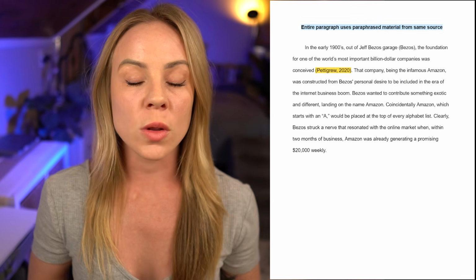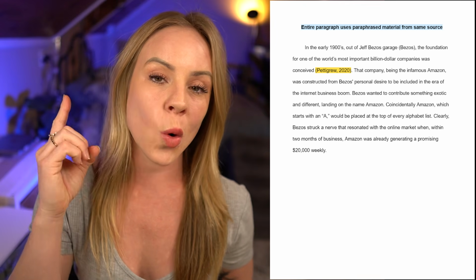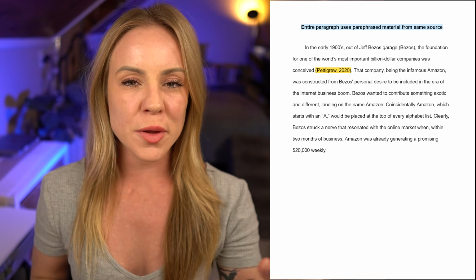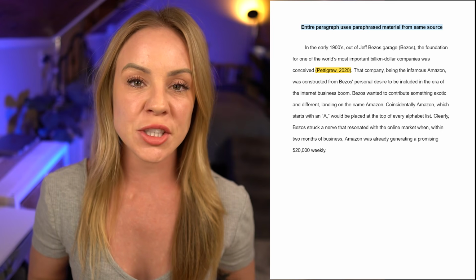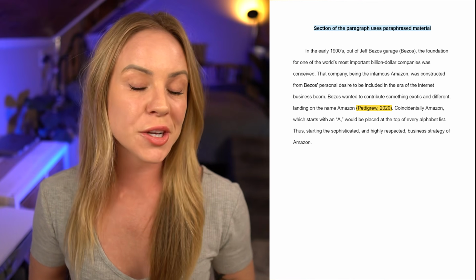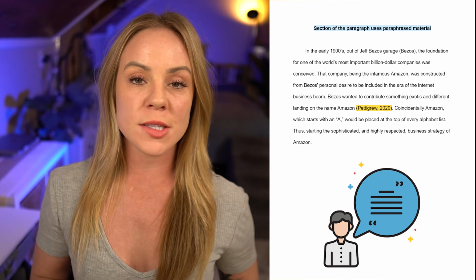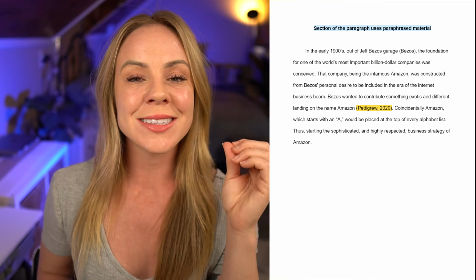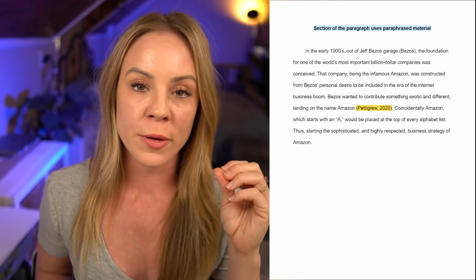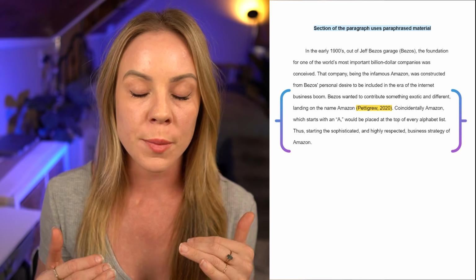Now, let's look at a few examples. In our first example, let's say the entire paragraph contains material paraphrased from one source. Using our rule of thumb, that means we're going to place our citation within the first sentence of the paragraph, like you see it is here. Next, let's say that only a section of the paragraph uses paraphrased material. Then again, we're going to place our citation in the sentence that first uses that paraphrased information. In this case, you can see it's at the bottom half of the paragraph.